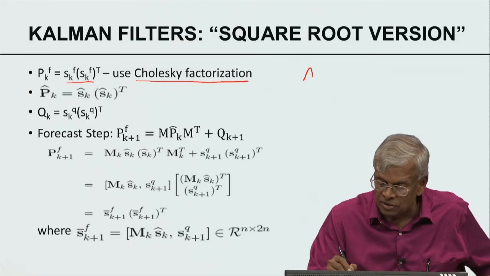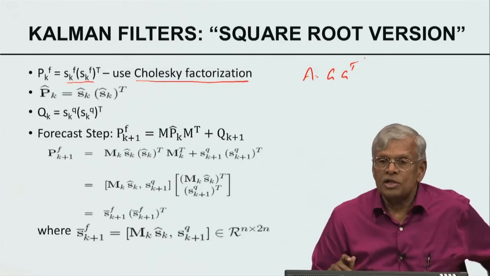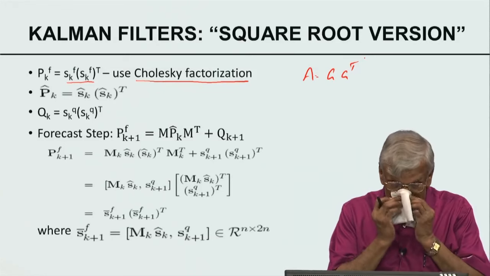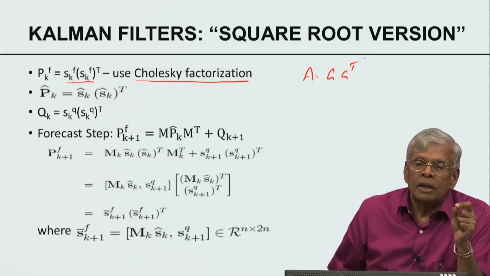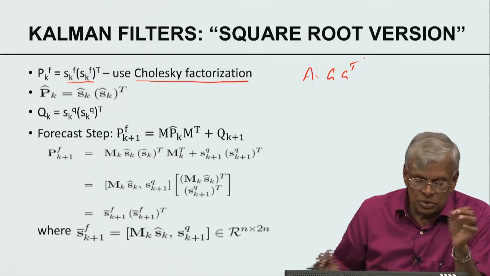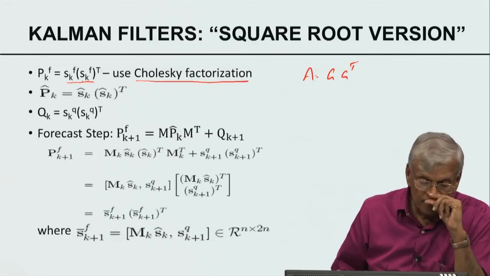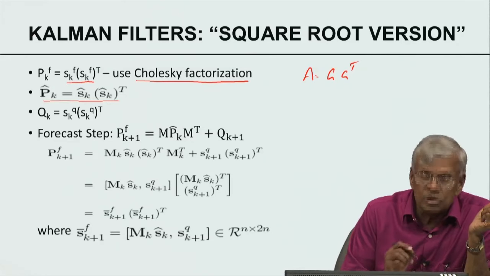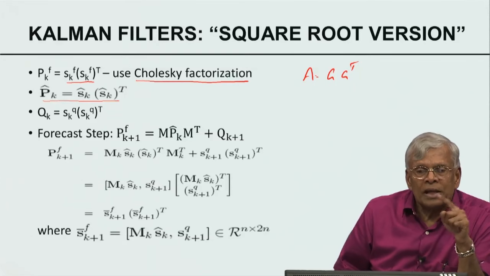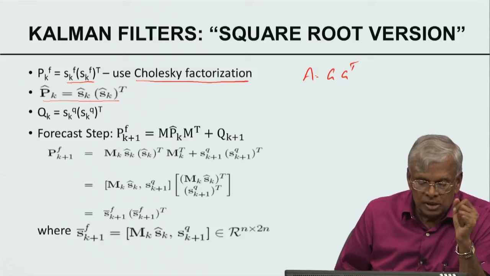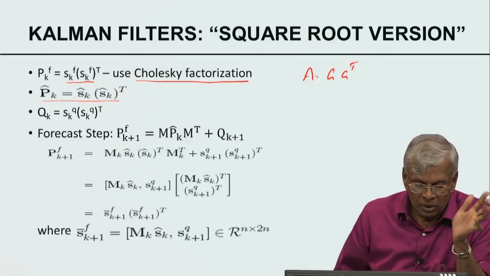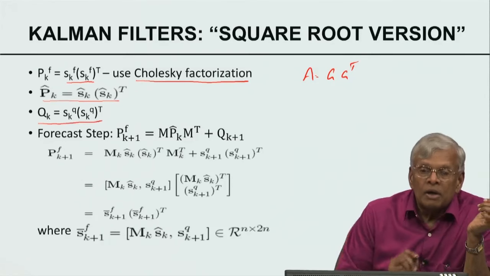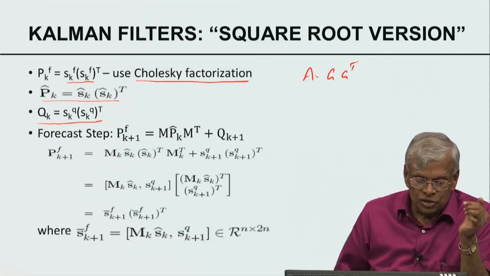Please understand the Cholesky factorization A = G G transpose, where G is lower triangular and G transpose is upper triangular. In this case S_k^F is a lower triangular square root of P_k^F, and its transpose is S_k^F transpose. So this is simply a Cholesky factorization of the forecast covariance. Likewise I have the analysis covariance and its square root. We are going to rewrite the Kalman filter equations using S_k^F instead of P_k^F, and S_k hat instead of P_k hat. I am also trying to get a square root factor for Q_k, which is equal to S_k^Q times S_k^Q transpose.